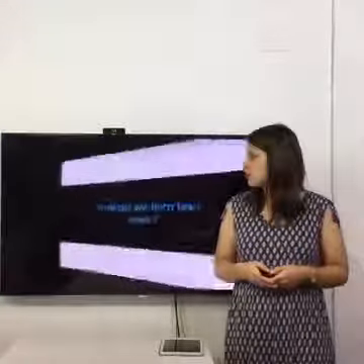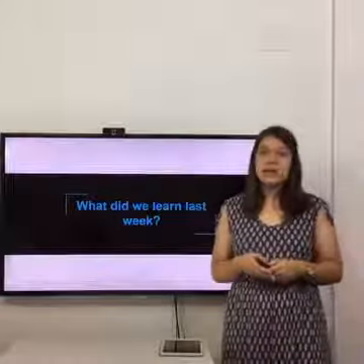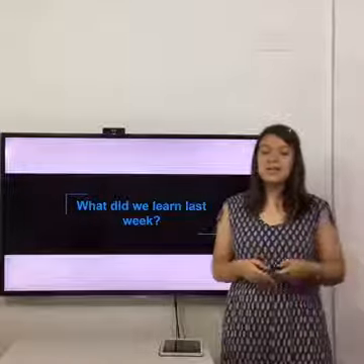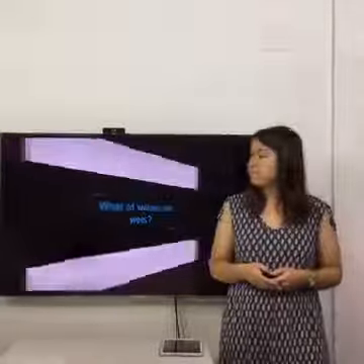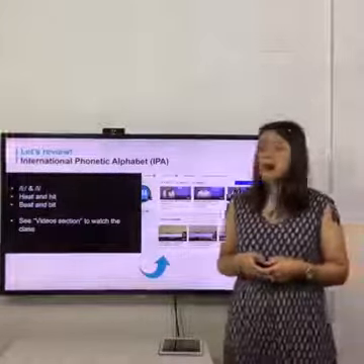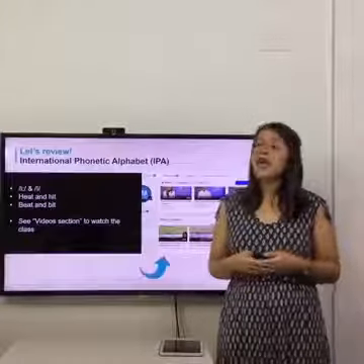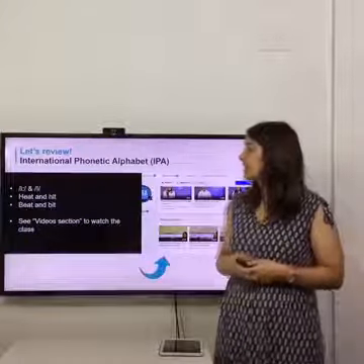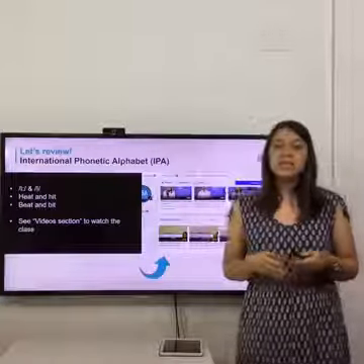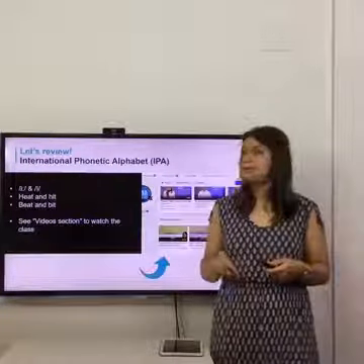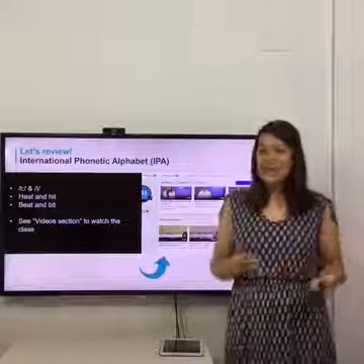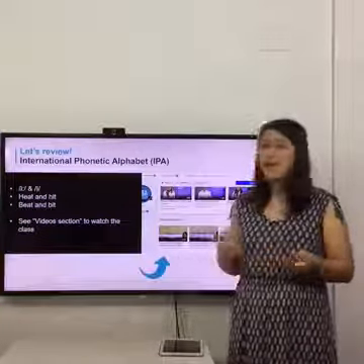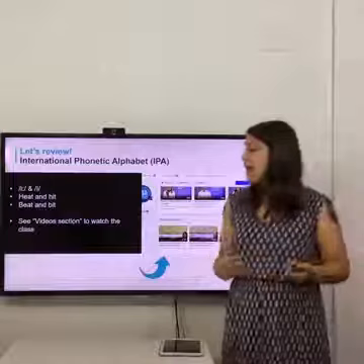Before we start with the subjunctive mood, let's take a look at what we learned last week, in case you weren't watching. So last week we talked about phonetics. We took a look at the International Phonetic Alphabet, and we looked specifically at two different phonemes, E and I. For example, heat and hit, beat and bit.